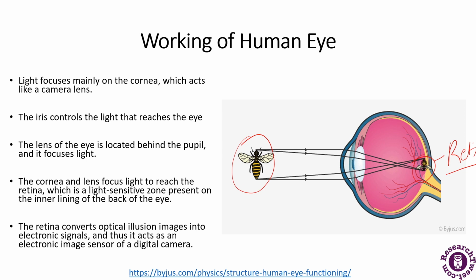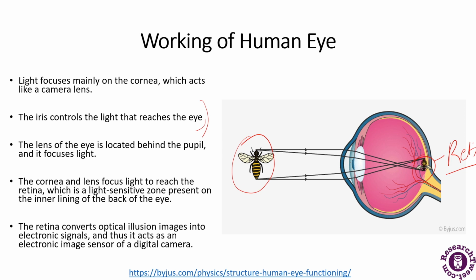First of all, the light focuses mainly on the cornea, which acts like a camera lens. So the image will first focus on the cornea part, and then it acts like a camera lens. Now, there is a role of the iris. When the light is focusing, the iris controls the light that reaches the eye by adjusting the size of the pupil. So the size of the pupil will be adjusted, and thus it functions like the diaphragm of a camera.